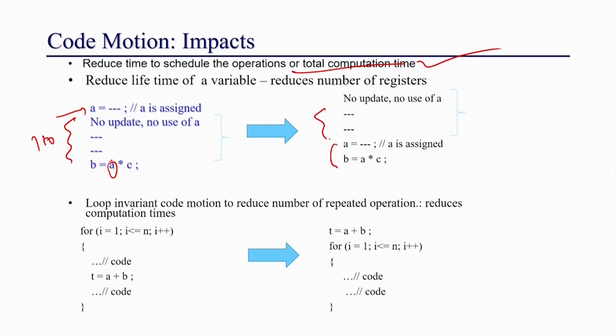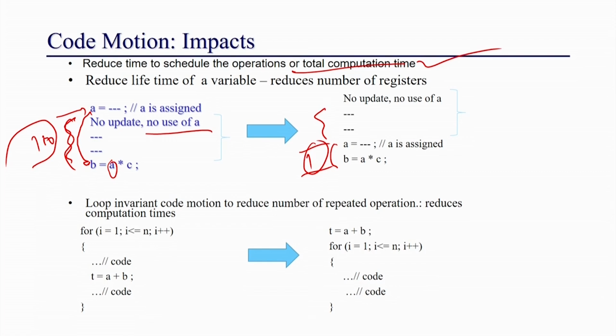So, in this operation there is no use of A, or there is no definition of A here, right. So, this part of the operation is independent of A. So, what I can do, I just move this operation near to this definition. So, now maybe in just one cycle I can define and use it. So, instead of storing this for 100 cycles, I can just store that variable A for one cycle, right.